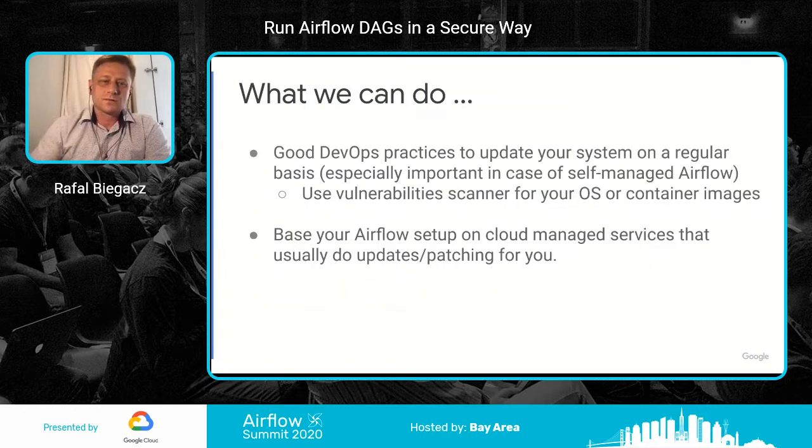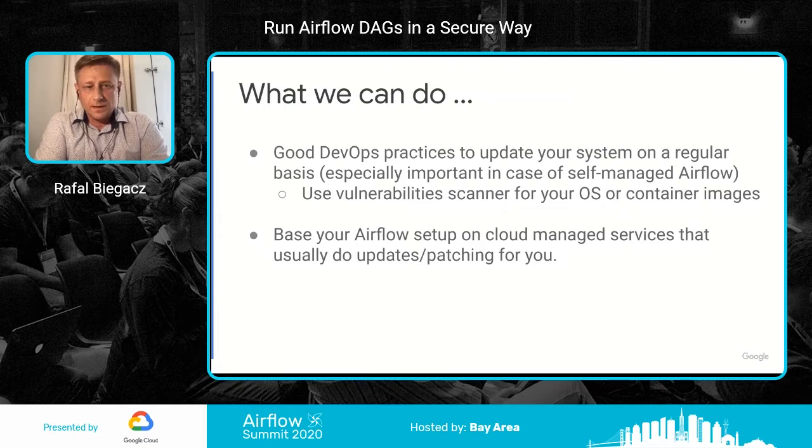What can we do about it? Of course, you can establish good DevOps practices where on a regular basis you check all the operating systems that you are using, and you stay on top of all security vulnerabilities that are discovered in operating systems or containers that you are using, and of course, based on that, you need to act.